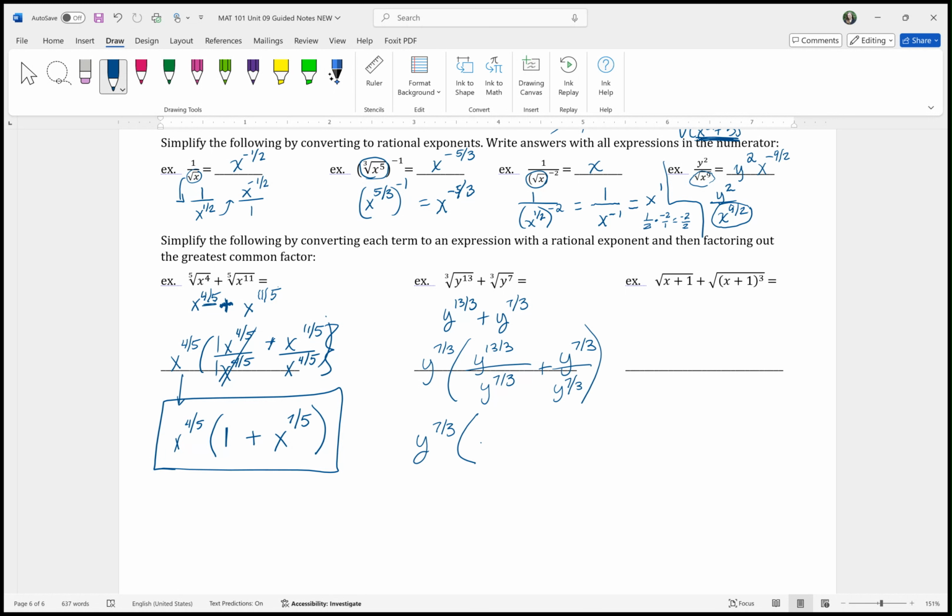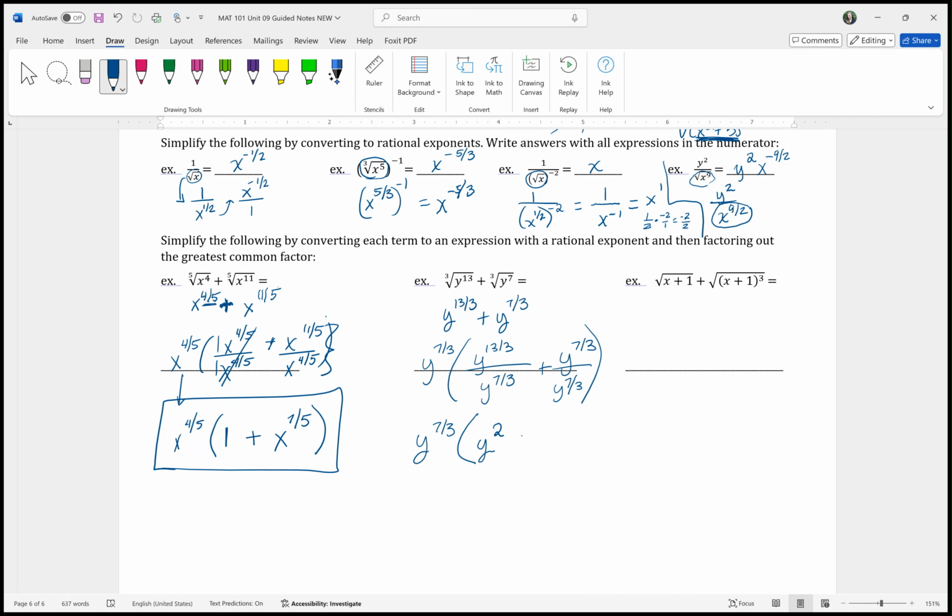This is going to be y, top exponent minus bottom exponent. So 13/3 minus 7/3. Okay, that gives us 2. That's kind of nice. Why is it 2? Because 6 over 3, 13 minus 7 is 6. 6 over 3 is 2.